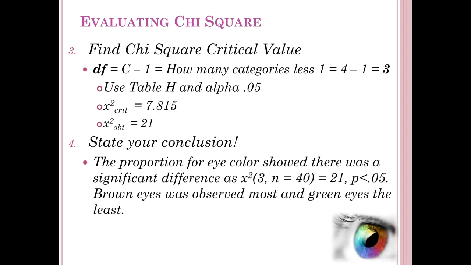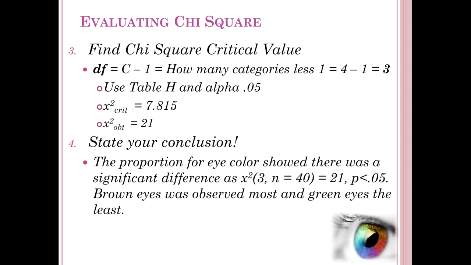So how we find the critical value of chi-square is categories minus 1 is our degrees of freedom, right? You can find the table for chi-square in your textbook or online. And I even have a video that shows you how to find your chi-square crit. If I'm going to use alpha level 0.05, and I have 3 degrees of freedom, my chi-square crit, or my critical value of chi, is 7.815. My chi-square obtained is 21. So I would reject that null hypothesis.